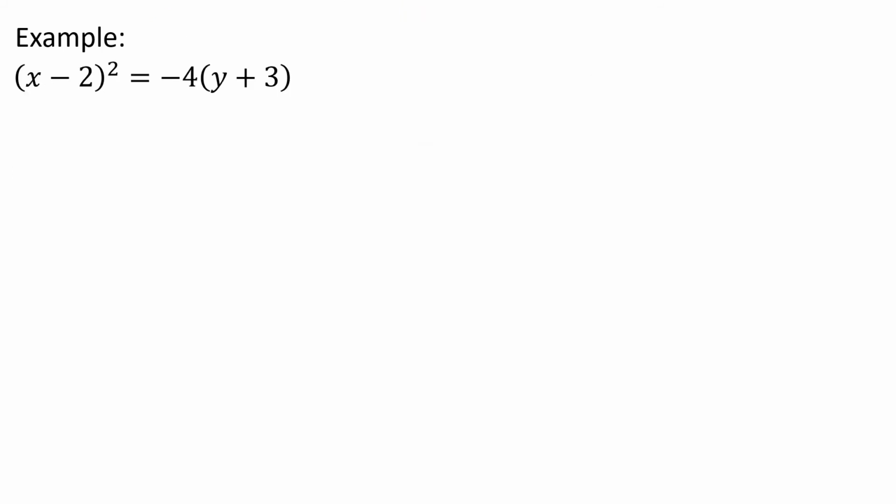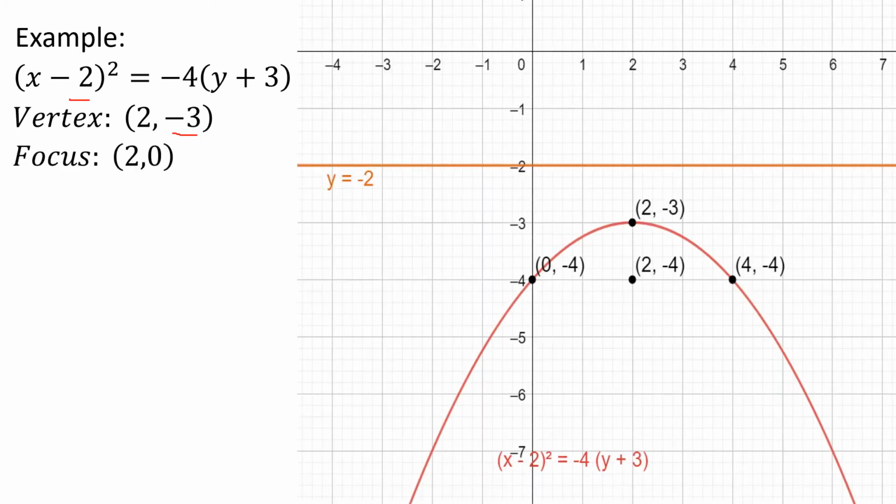Okay, next let's have another example. The quantity (x minus 2) squared equals negative 4 times the quantity (y plus 3), and the vertex now is (2, negative 3). Okay, our focus here is (2, 0), and by plotting all the points, we have now the graph of our parabola.